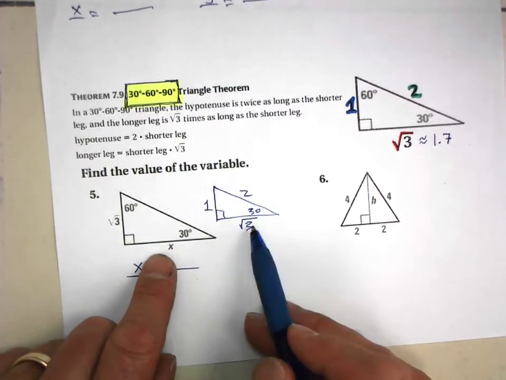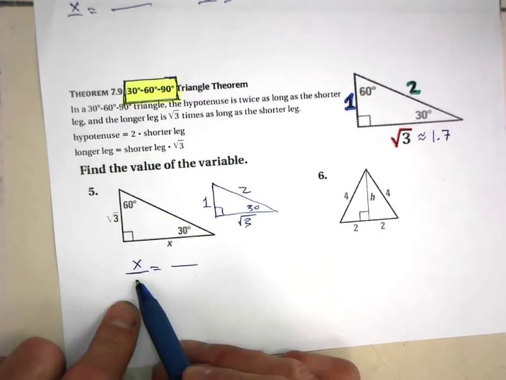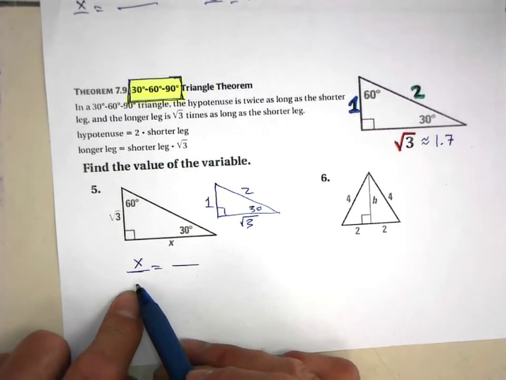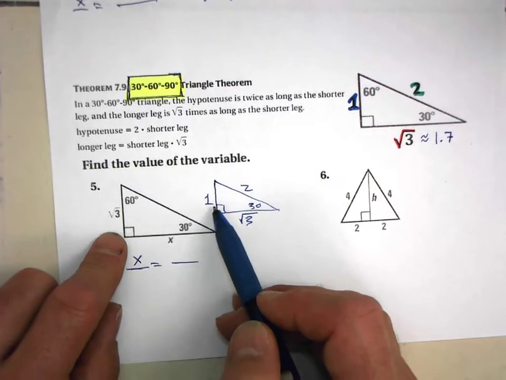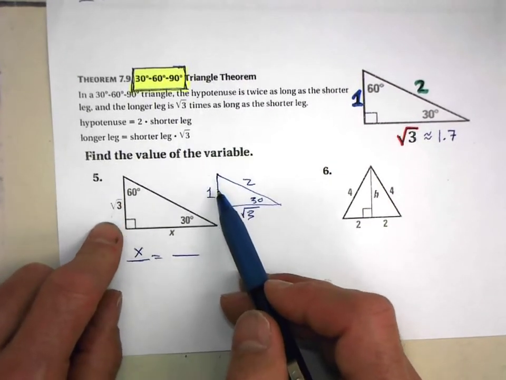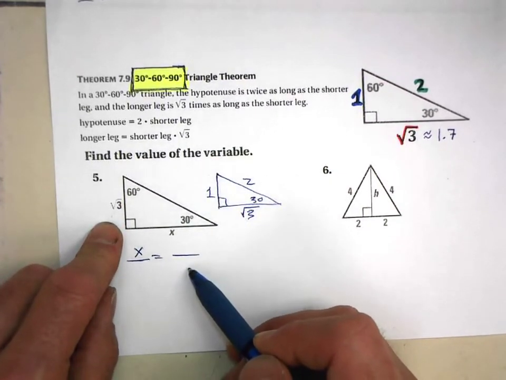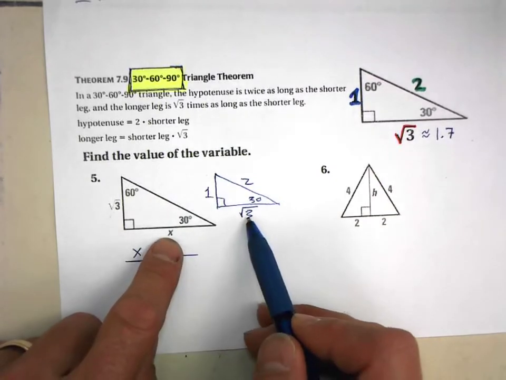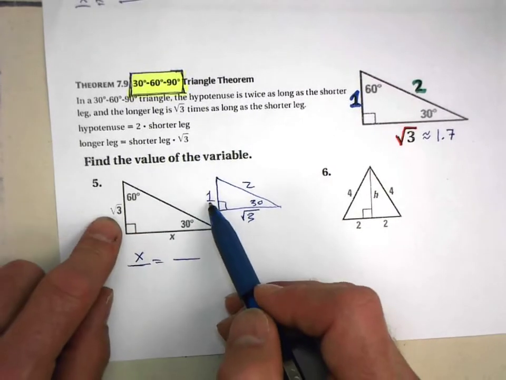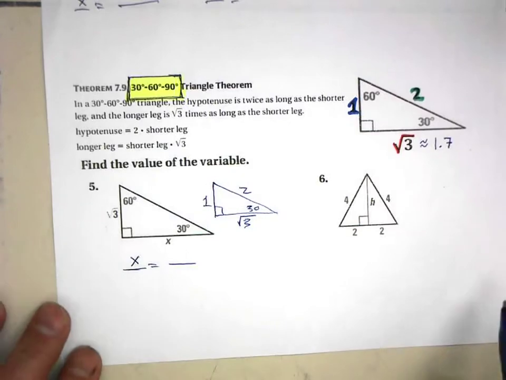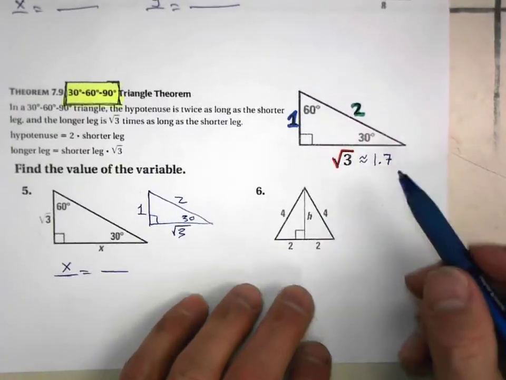X over square root of 3. The square root of 3 is going to go down here. And then I have two other corresponding sides, and it's going to be the square root of 3 over 1. So x over square root of 3 equals the square root of 3 over 1. And then solve that proportion.